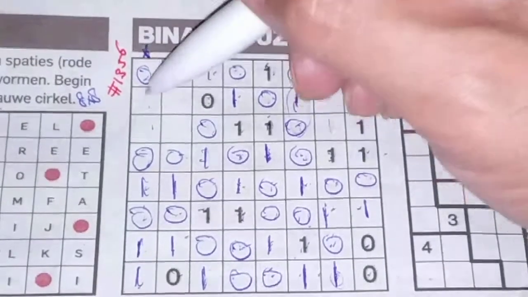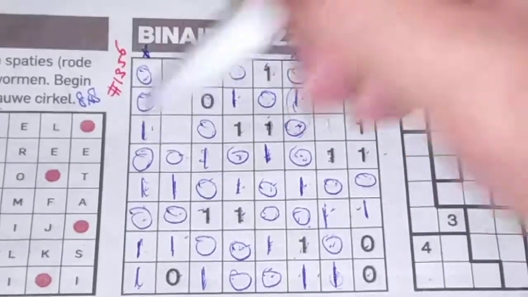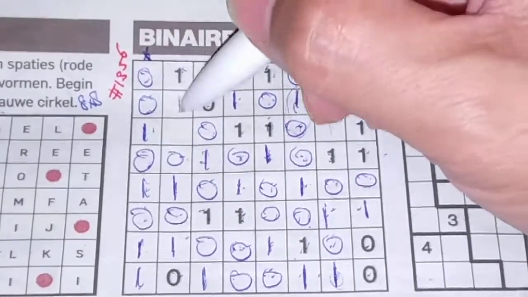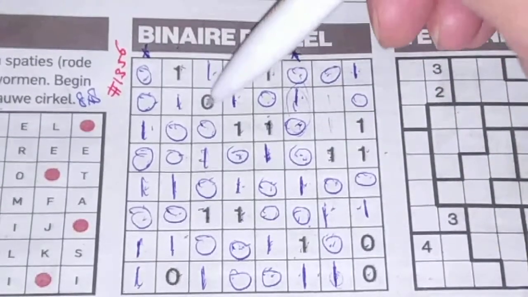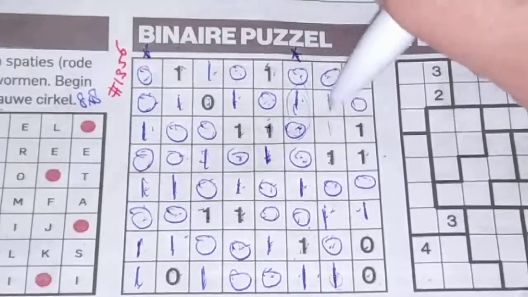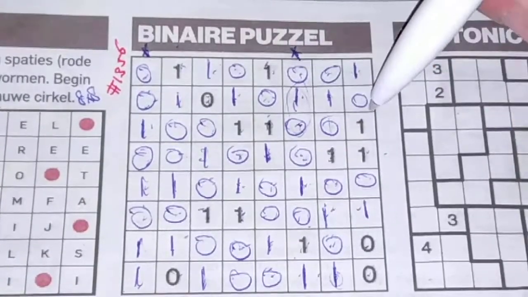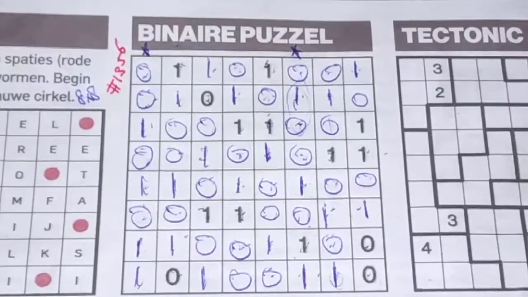With a 1 here, this should be a 0. With a 0 there, this should be a 1. Between two zeros comes a 1. Double 1 here, a 0 there, a 0. 4 zeros, so the rest are ones. Between two ones comes a 0. Finished in 5 minutes. Alright.